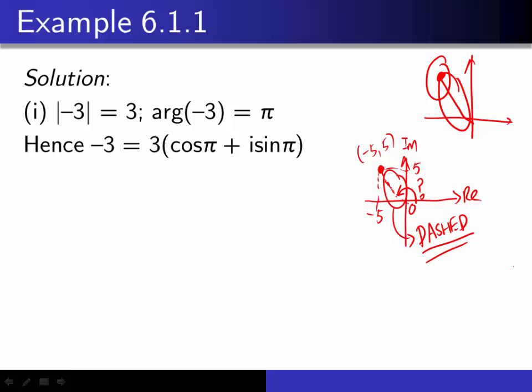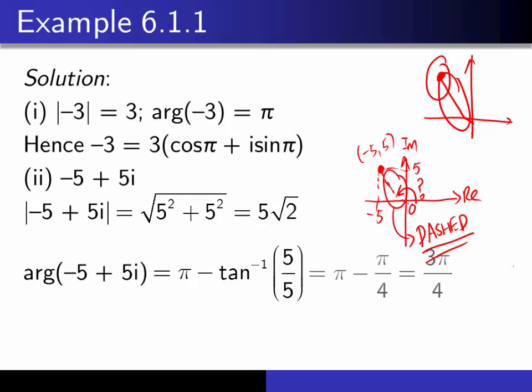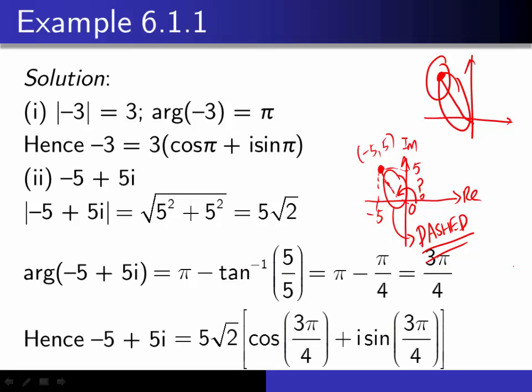So if you worked it out, this is what you should get. Let's go on. You actually just need to copy down the polar form, because the polar form will tell you what the modulus and argument are. So you don't need to copy the whole thing.